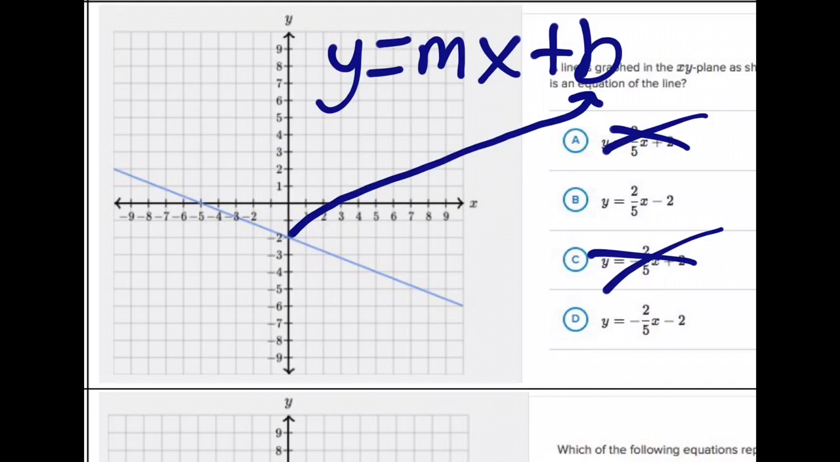Notice the second difference in the remaining answers. A positive 2/5 for B and a negative 2/5 for D. So as we go from left to right, this line is heading downward. So it has a negative slope. If you wanted to, you could count down 2/5, negative 2/5.